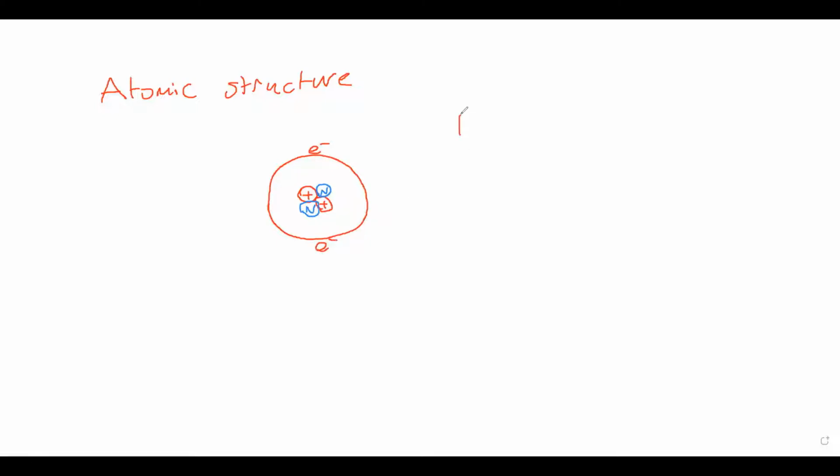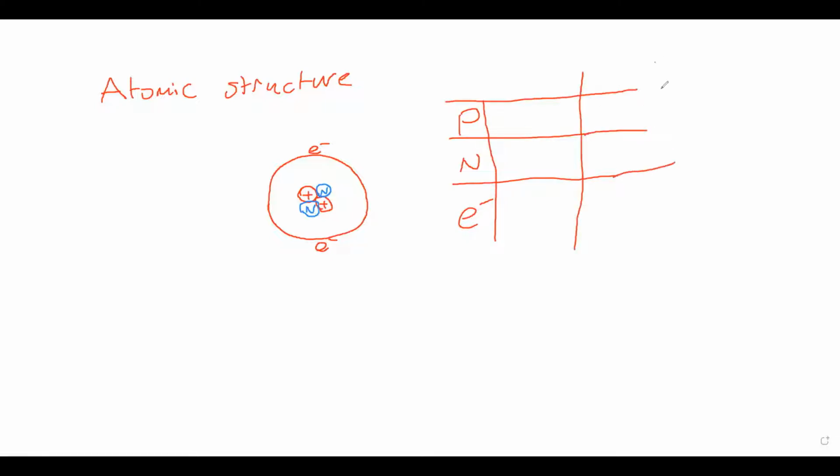Now, if we are to label these subatomic particles with their relative masses and charges, then we can say that a proton and a neutron both have a mass of 1. A proton is positive and has a +1 charge. A neutron is neutral, as the name suggests, and an electron has a -1 charge.